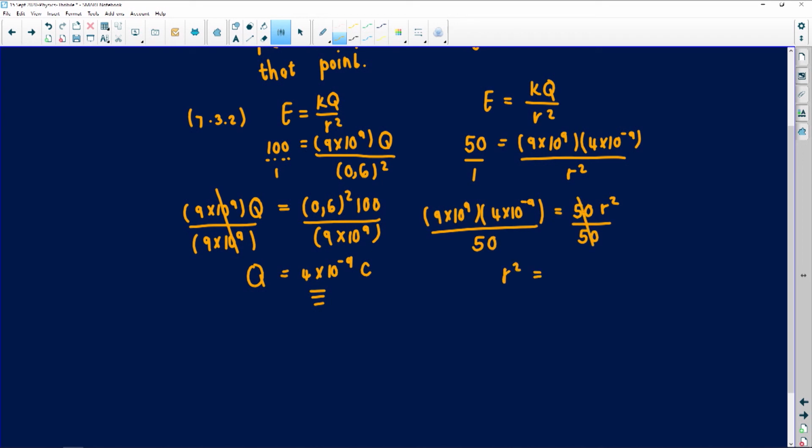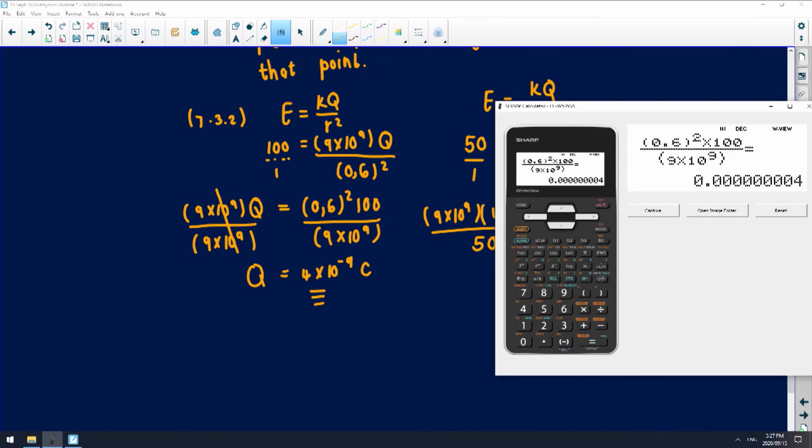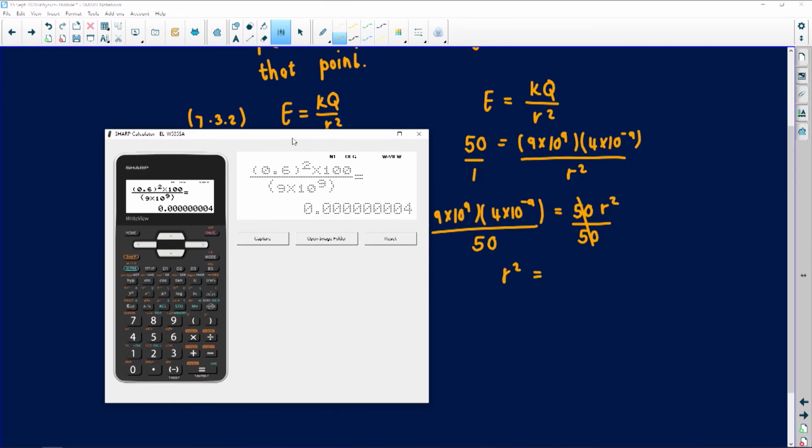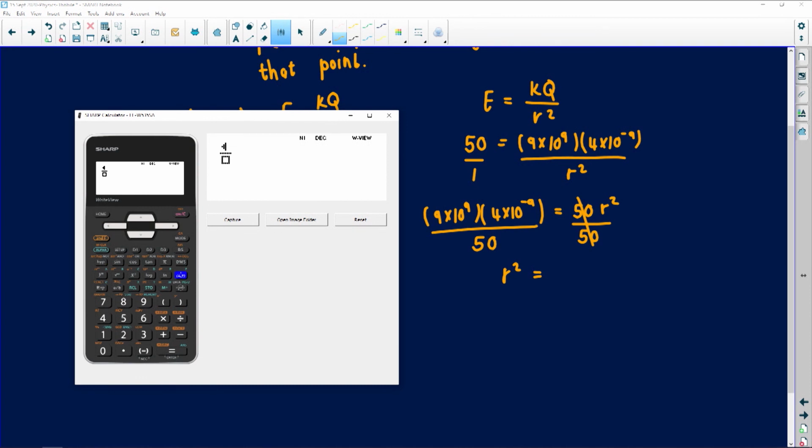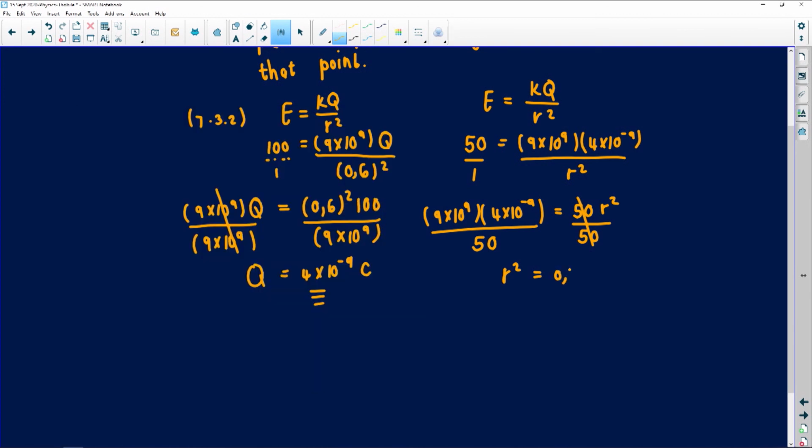Let's see what I get in there. I'm just going to put it exactly as it is in my calculator. At the top, I've got 9 times 10 to the exponent 9. My charge that I calculated was 4 times 10 to the exponent negative 9. At the bottom, I know it is divided by 50. Let's see what I get. I get 0.72 on this side.